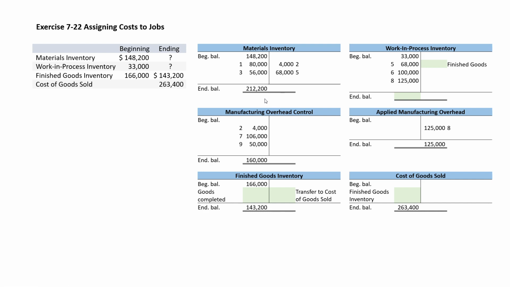We can also calculate the balance of manufacturing overhead control. We added in 4,000 for our indirect materials, 106,000, and an additional 56,000, for manufacturing overhead control of 160,000. Applied manufacturing overhead, we just applied it one time as a credit, so that balance is 125,000. Where we run into problems is some more of our inventory accounts: work in process inventory, where they didn't give us all the details, finished goods inventory, and also cost of goods sold.